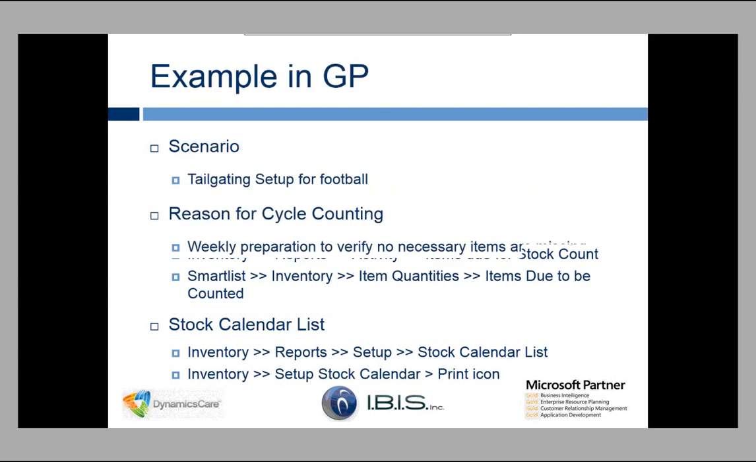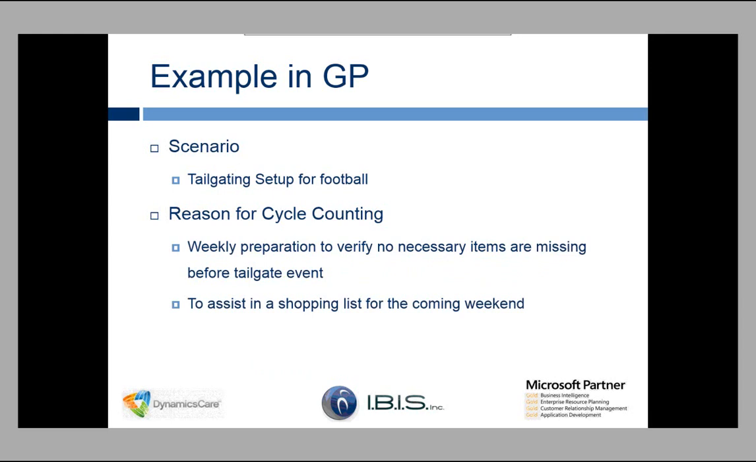So I have an example in GP that I'd like to go over for a couple minutes. So in GP, I have set up a sample company for tailgating. It's fall, a lot of people are into tailgating right now, so I thought it'd be a great realistic example.